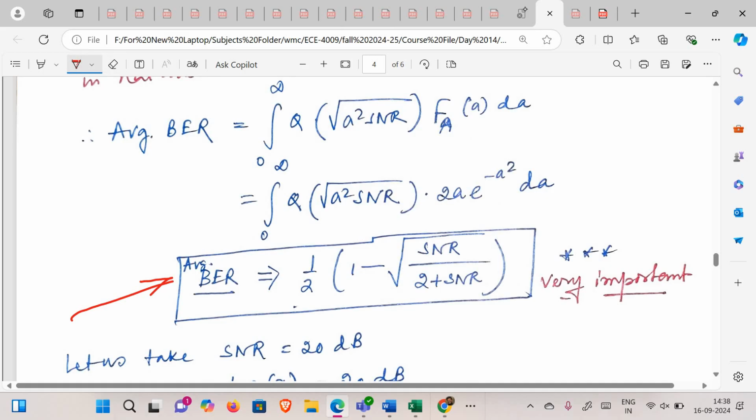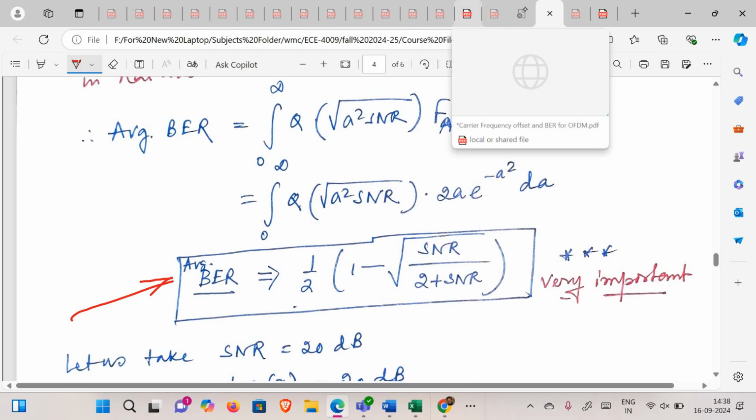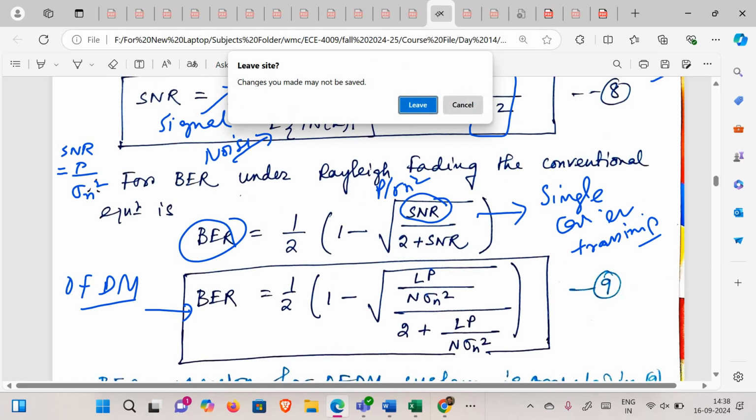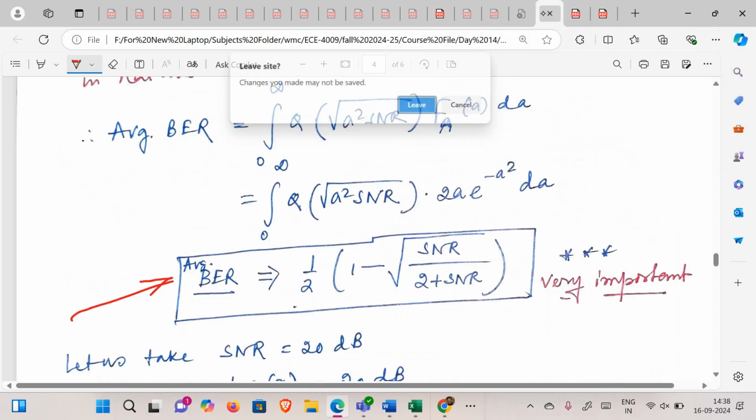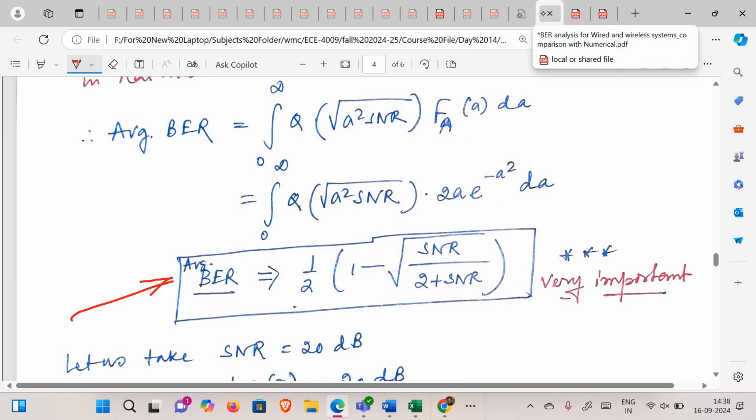Now if you remember, I don't know how many of you can, but I'll still try to show you one important thing. You can see this equation looks familiar. I think we did it last week only. Do you remember this formula I told you to keep a note of while comparing an OFDMA system and a non-OFDMA system? So this BER equation, half of 1 minus square root of SNR by 2 plus SNR, is what we are dealing with over here as well. Same equation. This is very important because based on this we will extend most of the discussion in multi-carrier systems as well.